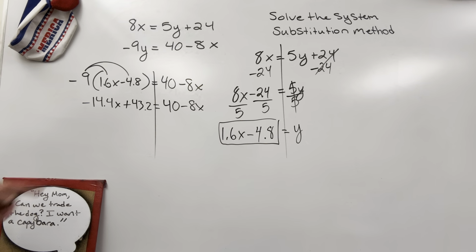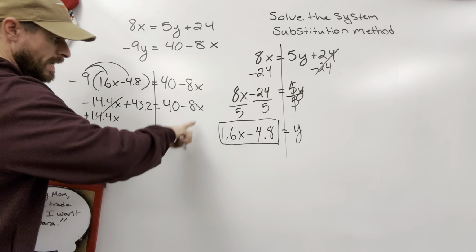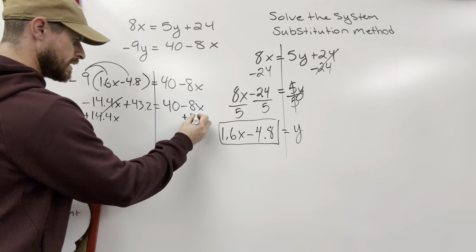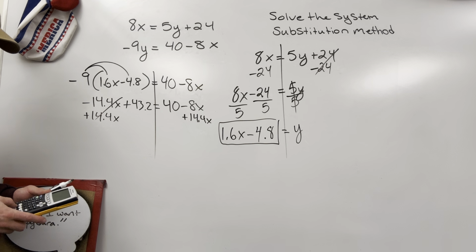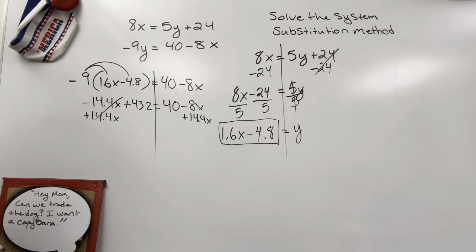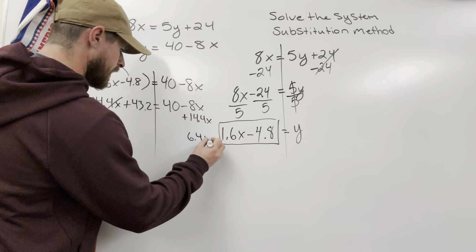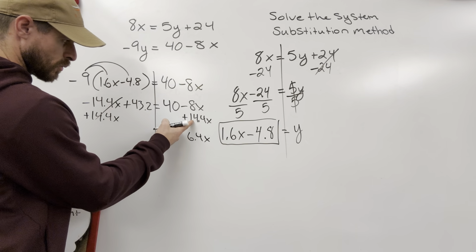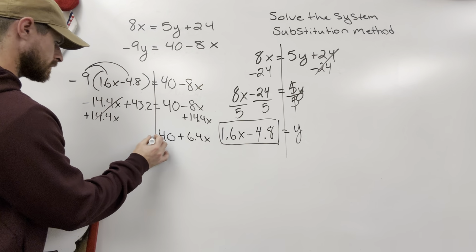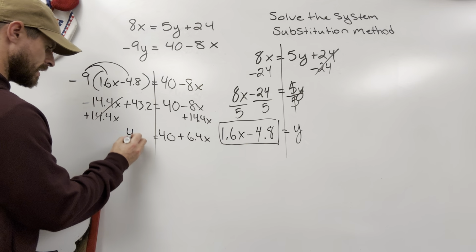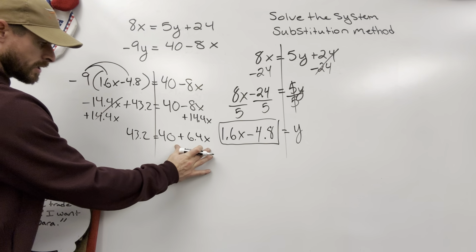Okay, variables on both sides of my equation. Let's add 14.4x to get all my x's over here on the right side. Add 14.4x. So negative 8 plus 14.4 is 6.4. So now you got 6.4x. It's a positive, right? There's more being added to a negative than we had. 40 comes down. Equal sign comes down. 43.2 comes down.